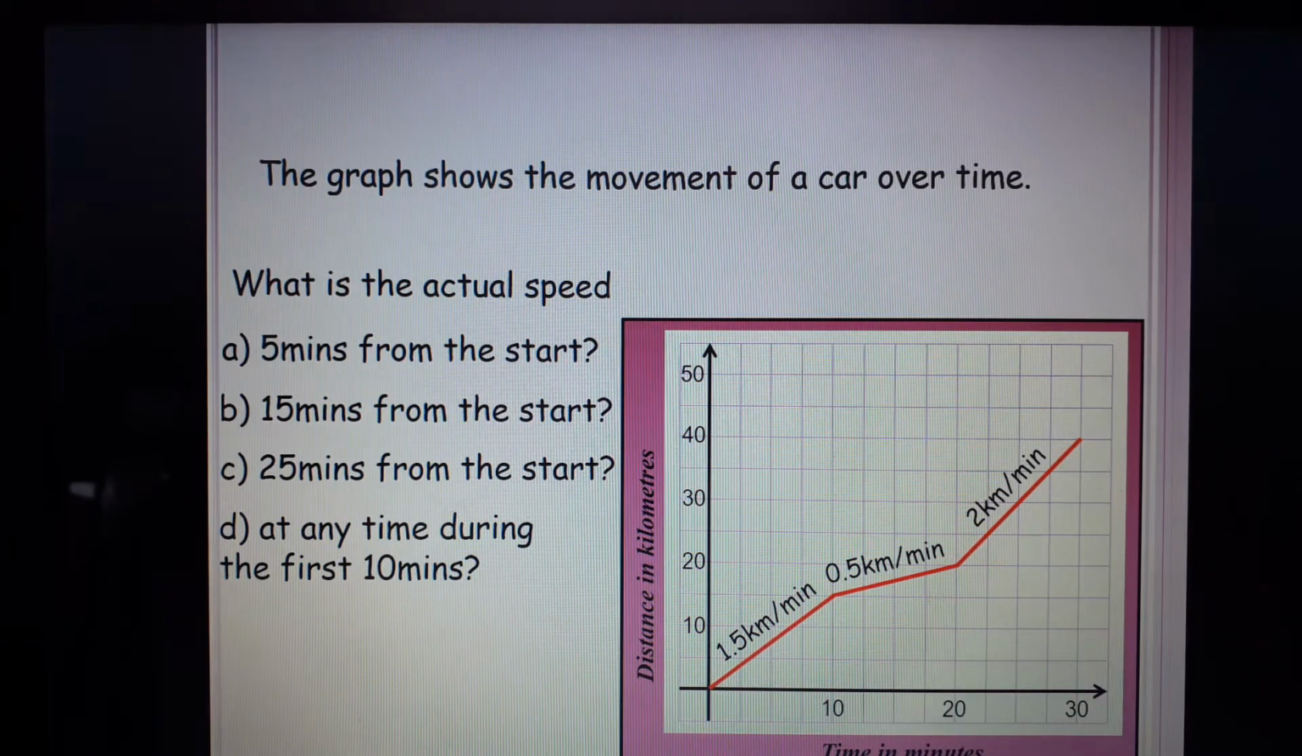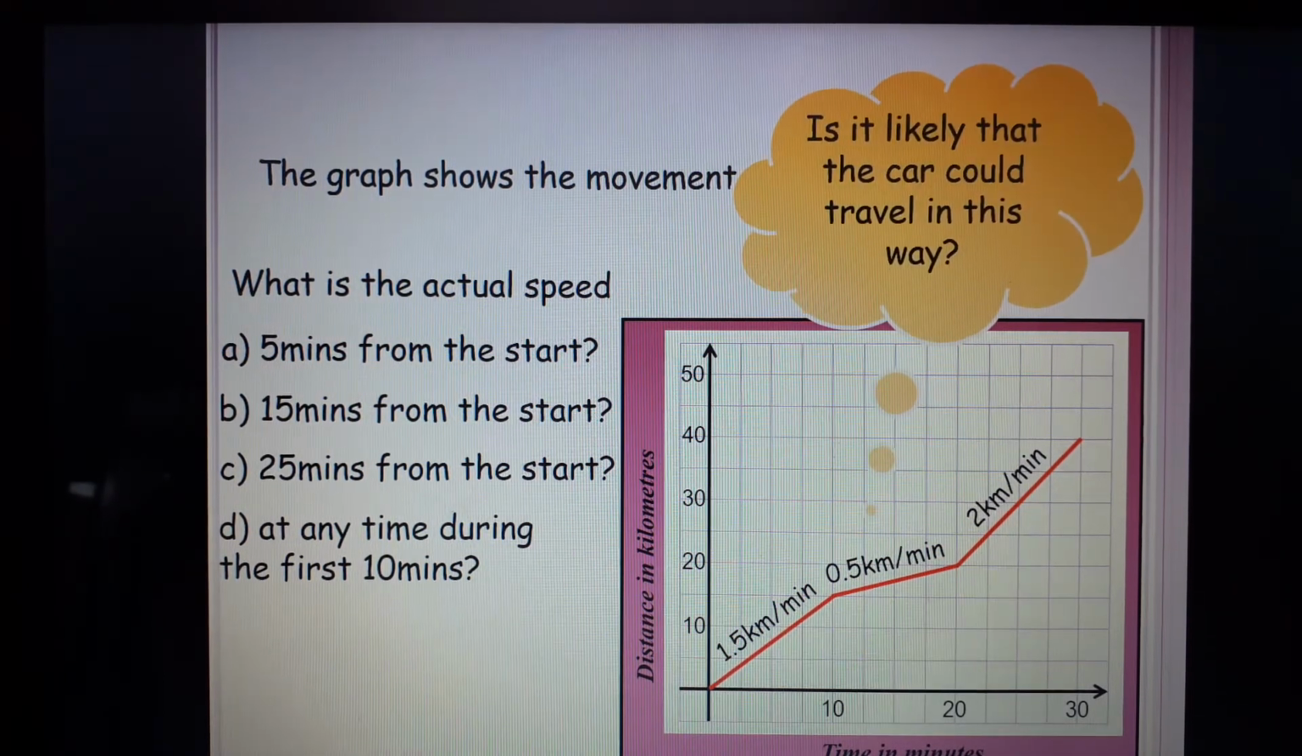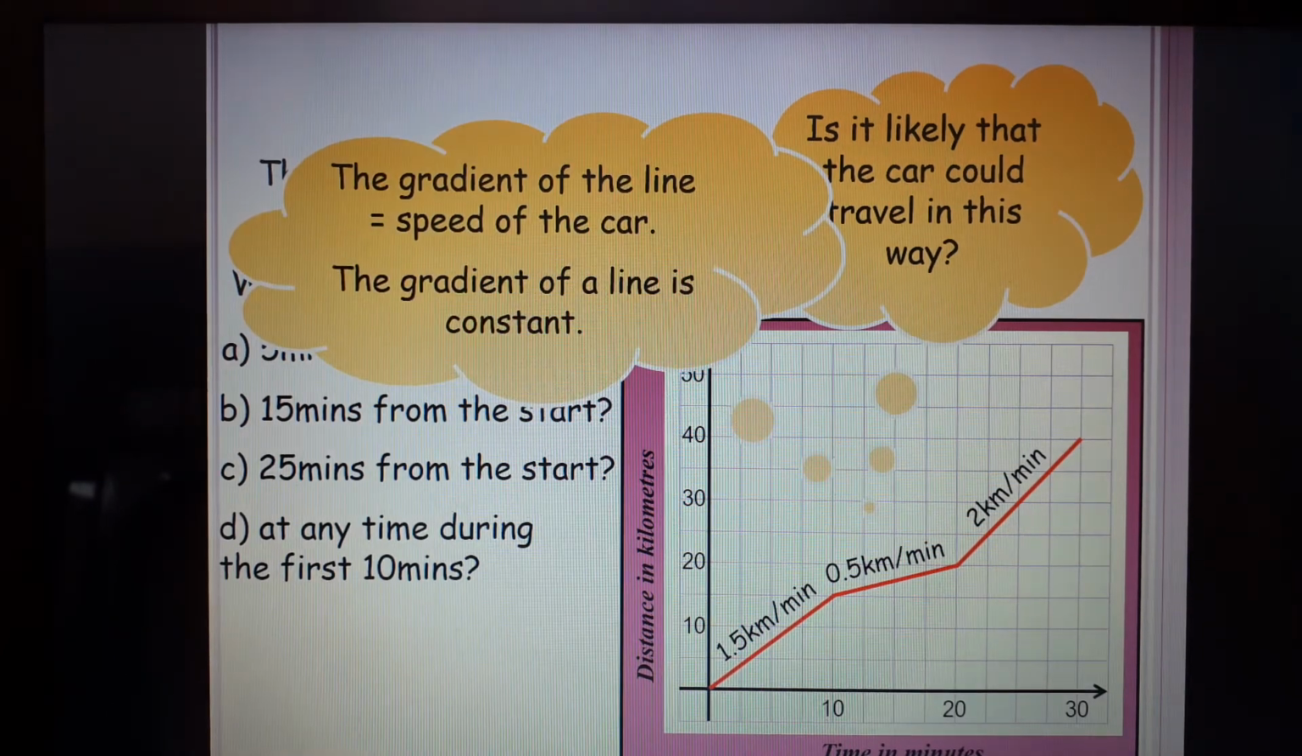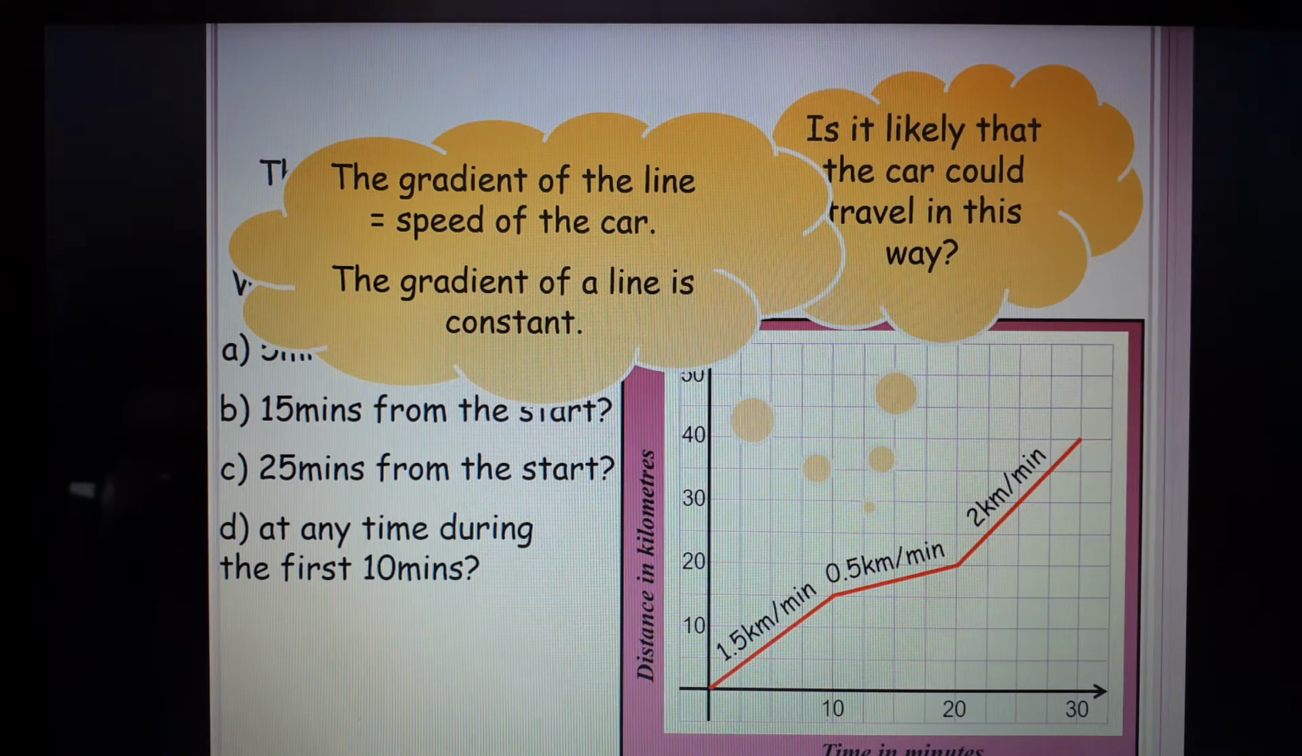But those are the average speeds. And does a car actually travel in this way? Not really. Okay, it wouldn't travel with those speeds and then instantly changing to the other speed like that. Okay, the gradient of the line is the speed of the car in this particular example. The gradient of the line is a constant in this case.